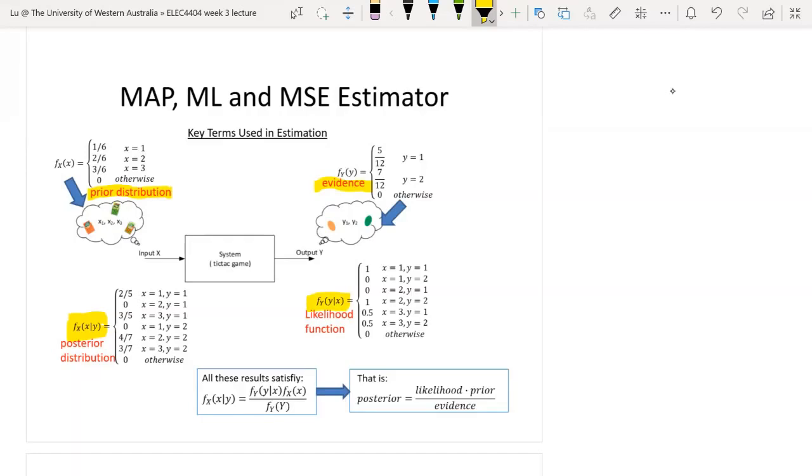After we know all these terms, the relationship we analyzed before can be expressed like this. In other words, the posterior distribution is equal to the likelihood distribution multiplied by the prior distribution, divided by the evidence distribution.